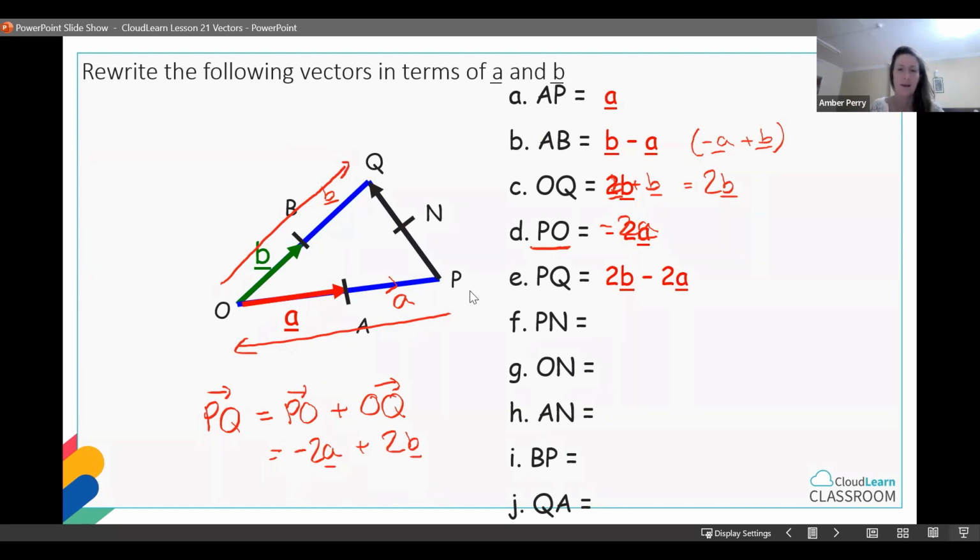Okay, so now we have a vector for PQ. And because we have a vector for PQ, and we know that N is the midpoint of it, we should now be able to write a vector for PN. Does anyone want to hazard a guess as to what the vector for PN will be? It's going in the same direction as PQ, but it's a different size.